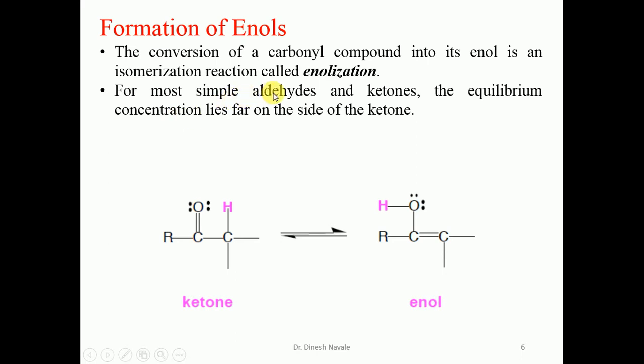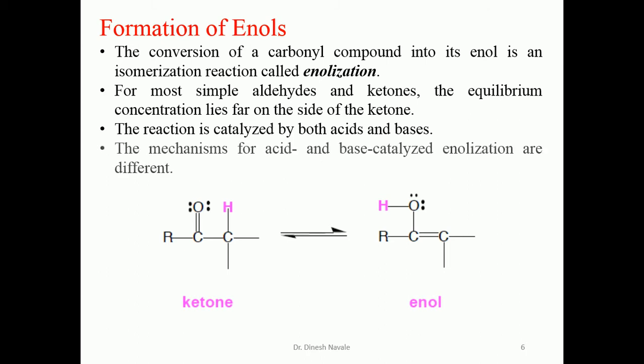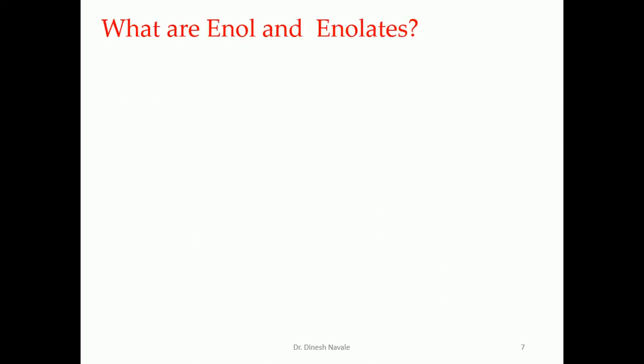For most simple aldehydes and ketones, the equilibrium concentration lies far on the side of the ketone. So in keto and enol, for simple aldehydes and ketones, the keto equilibrium will always be favorable. The reaction is catalyzed by both acids and bases. So enolization, or the conversion of ketone into the enol, can easily be carried out by using either acid catalysis or base catalysis. We are going to see both mechanisms one by one.